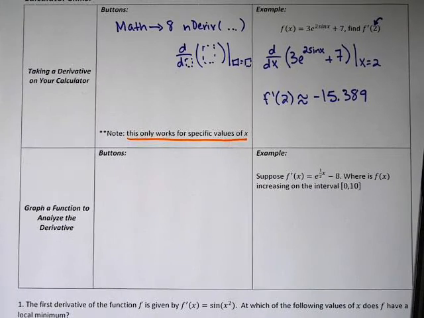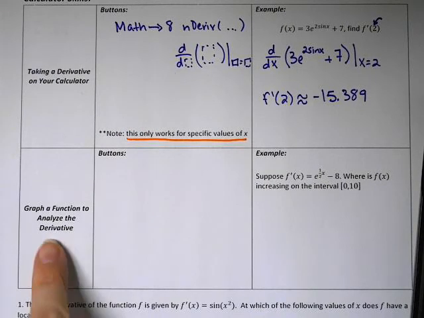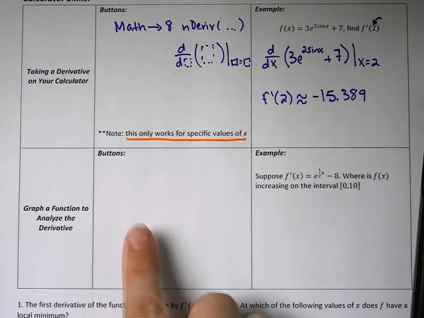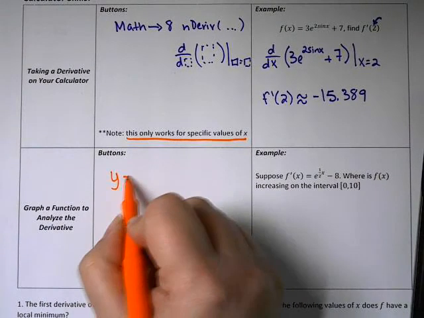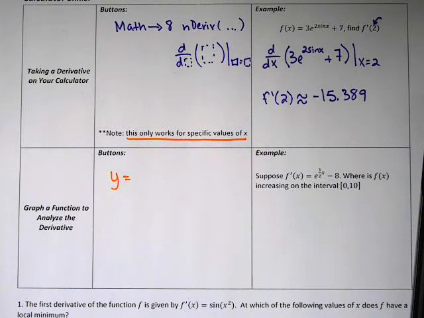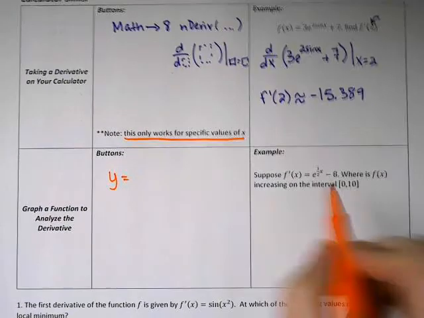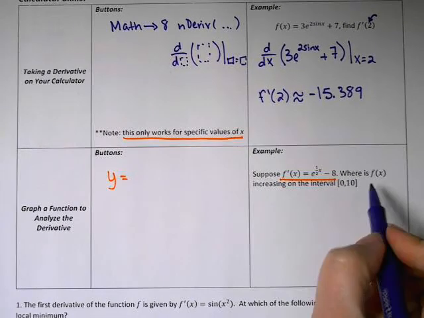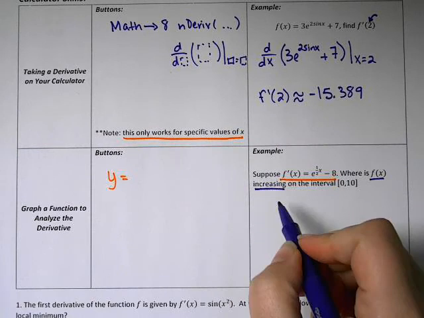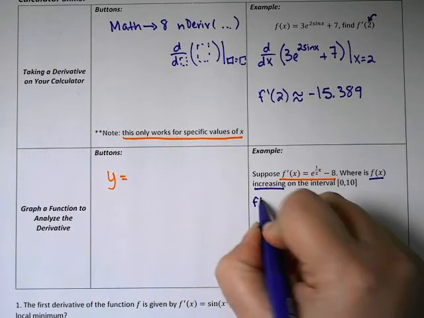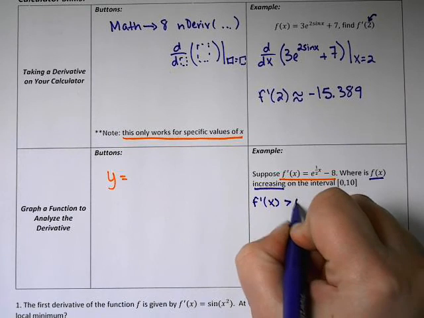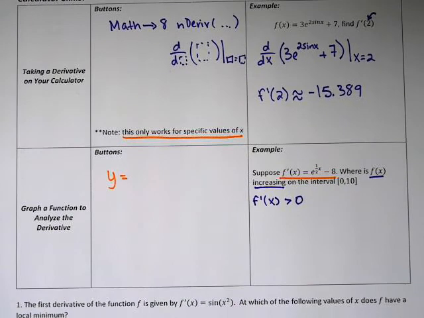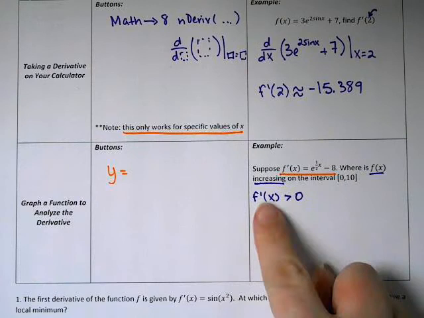Now we can also use our calculator to graph a function so that we can analyze the derivative. Now there's not really much to write in terms of buttons here other than y equals, because we're going to actually graph this function. But let's look at the example we're going to do. So we're given f prime of x is this function, and we're asked where f is increasing on the interval from 0 to 10. Well, we know that f is increasing means that we're looking at where f prime of x is greater than 0. So we're going to graph this function and we're going to see where it's greater than 0, because that's actually what we were given, was the derivative.